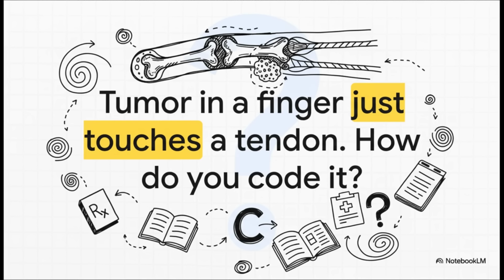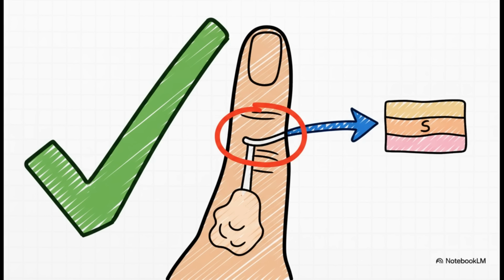Okay, here's a classic little trick question. You're reading a report for a tumor removed from a finger. The surgeon says the tumor was deep and it was right up against the tendon, just touching it. Does that automatically bump it up to the more complex subfascial code? And the answer is no. This is a super specific guideline that catches a lot of people. For fingers and toes specifically, if the tumor is just touching those deeper parts, you still code it as subcutaneous. It's one of those little details that makes all the difference.